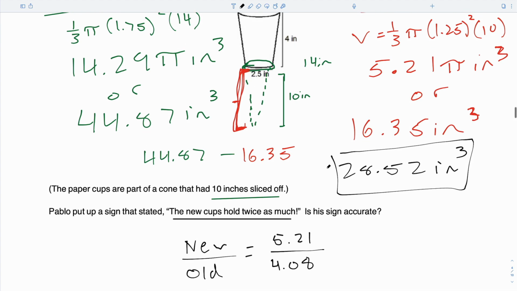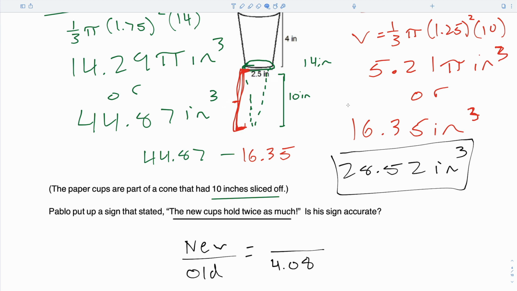Hold up. There's blunders on this one. So why isn't this 5.21? Someone catch it. This is not 5.21. Emma? It's not the new one. This is the portion that was cut off, right? The 5.21 is the red part.